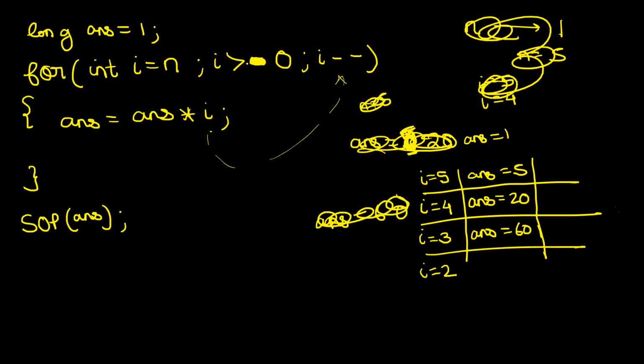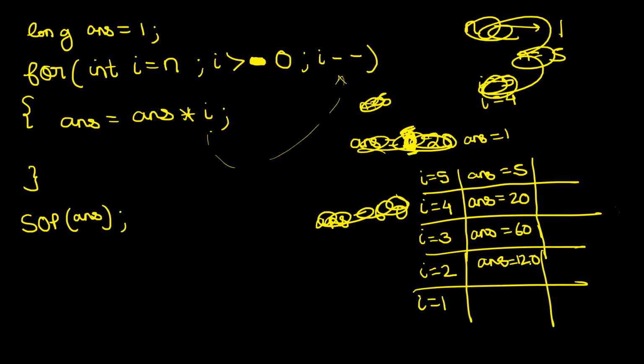Okay. 2 is greater than 0, so you enter inside the loop and you will multiply 2 to your answer. So answer was 60. You multiply 2. The answer will now become 120. Then what will happen? Again, you do i-- and the value of i will become 1. Okay. 1 is greater than 0. Yes. So I will enter inside the loop and I will multiply 1 to my answer.